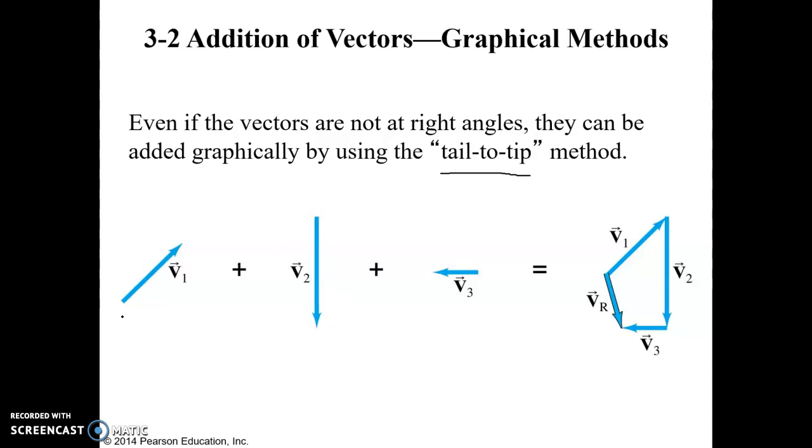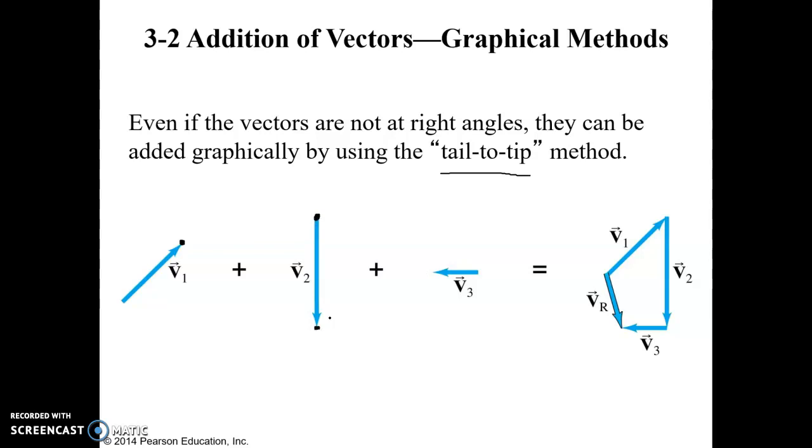As long as v1 is still going up and to the right, v2 is still going straight down, v3 is going straight to the left, we can move them in such a way that the tip of v1 and the tail of v2 connect with each other.